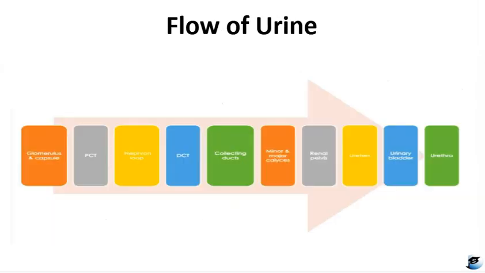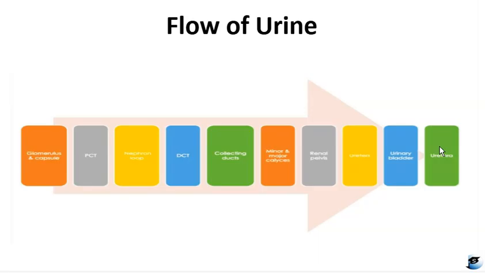Let's talk a little bit about the flow of urine. Urine is formed in the glomerulus, which we saw. This is where the blood is filtered. The filtrate collects in the Bowman's capsule. From there, the fluid enters the proximal convoluted tubule, where most of the water, ions, and nutrients are reabsorbed back into the blood. Next, it moves into the loop of Henle, descending into the medulla to concentrate the filtrate. Then it ascends back towards the cortex to adjust the salt balance.